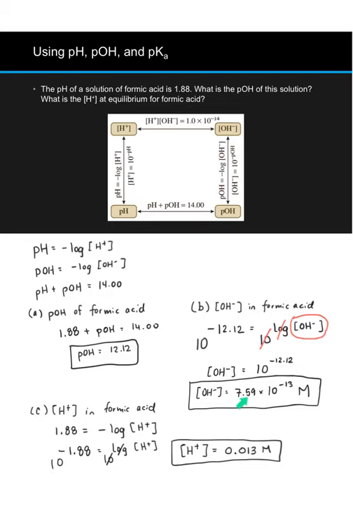is orders of magnitude larger than the hydroxide ion concentration in this same solution. Because there's vastly more H plus in this formic acid than there is OH minus, formic acid acts acidic. It has a pH less than 7.